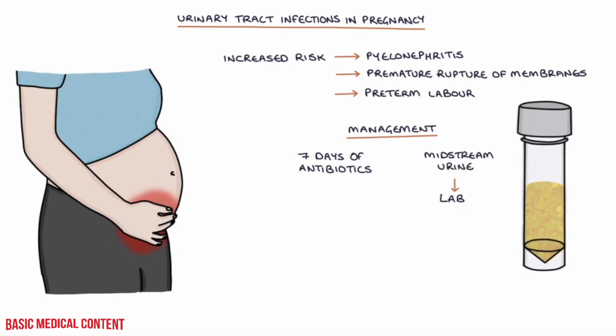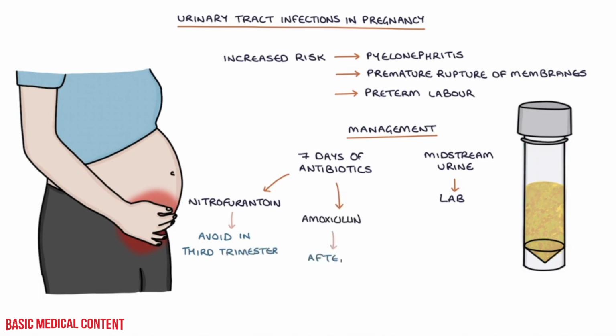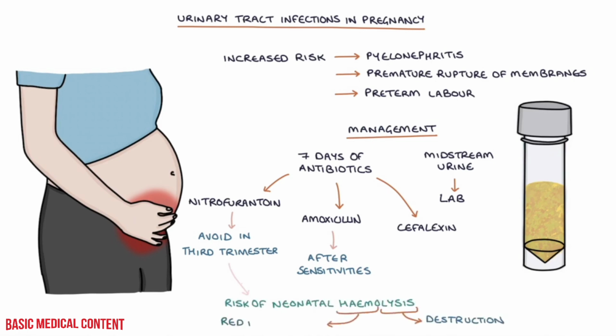The antibiotic options are nitrofurantoin, however this needs to be avoided in the 3rd trimester, amoxicillin, but only after sensitivities are known, or cefalexin. Nitrofurantoin needs to be avoided in the 3rd trimester as there's a risk of neonatal hemolysis, or destruction of the neonatal red blood cells.